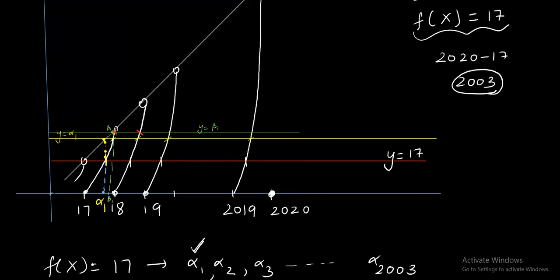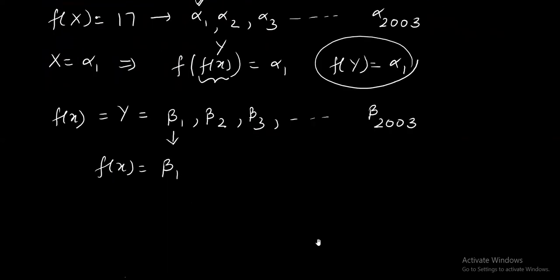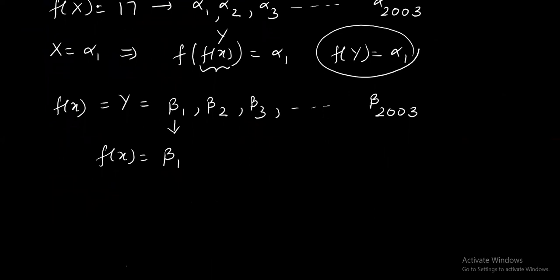Another one is in 18 to 19. Next one is in 19 to 20. In fact, again, in the unit length interval, we are getting one solution every time, right? This one also gave one solution. So how many solutions are we getting for f(x) is equals to beta 1? If you talk about f(x) is equals to beta 1, then I'm getting 2003 solutions for this equation.